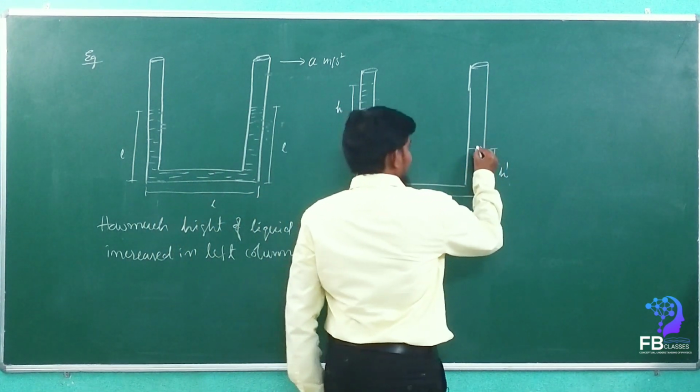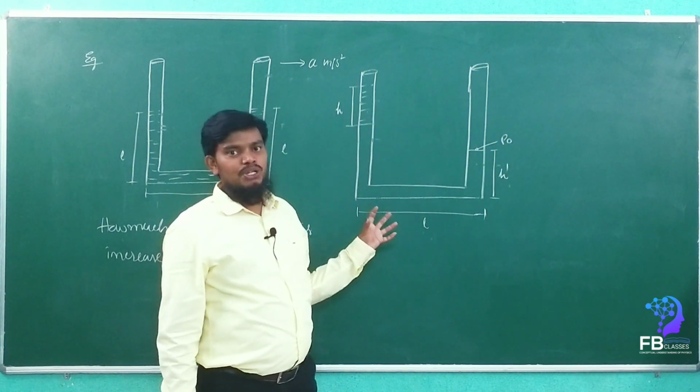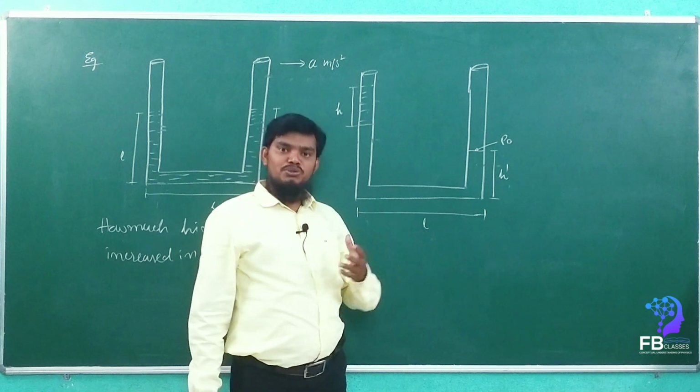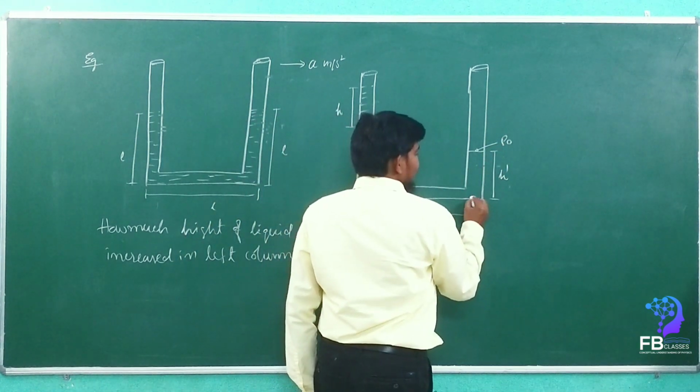See here, what is the pressure here? Pressure here is P naught. We can go for the basic conceptual understanding. Then I will tell you the short trick as well. Okay. So here is P naught. What is the pressure at this point, my dears?